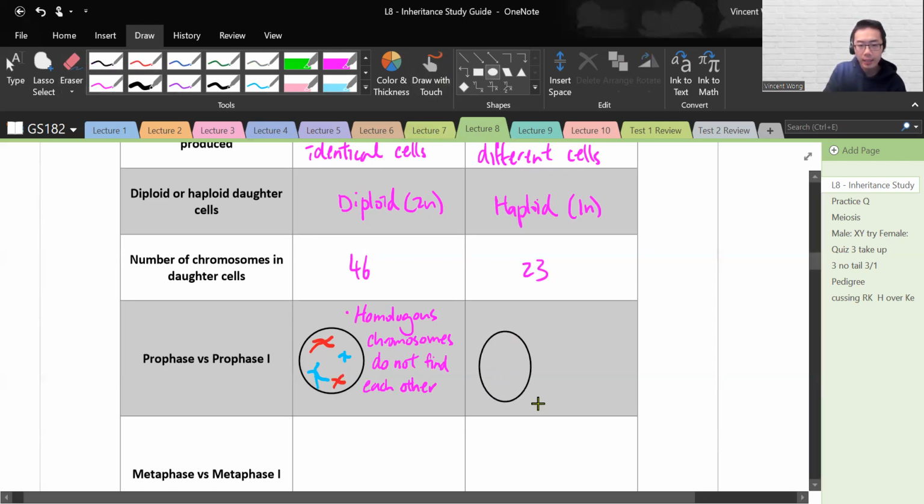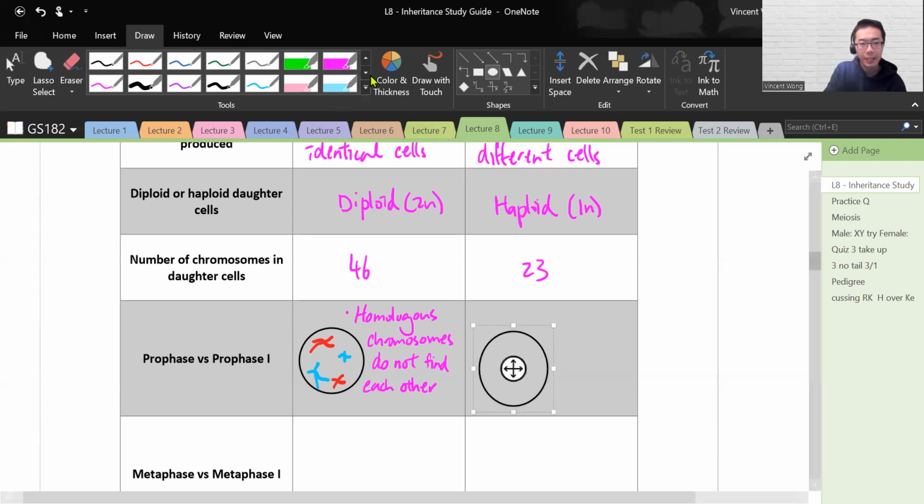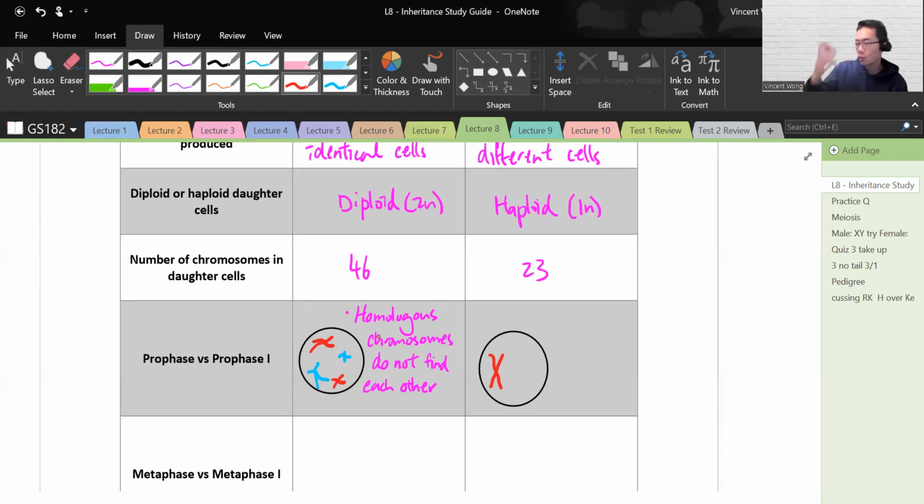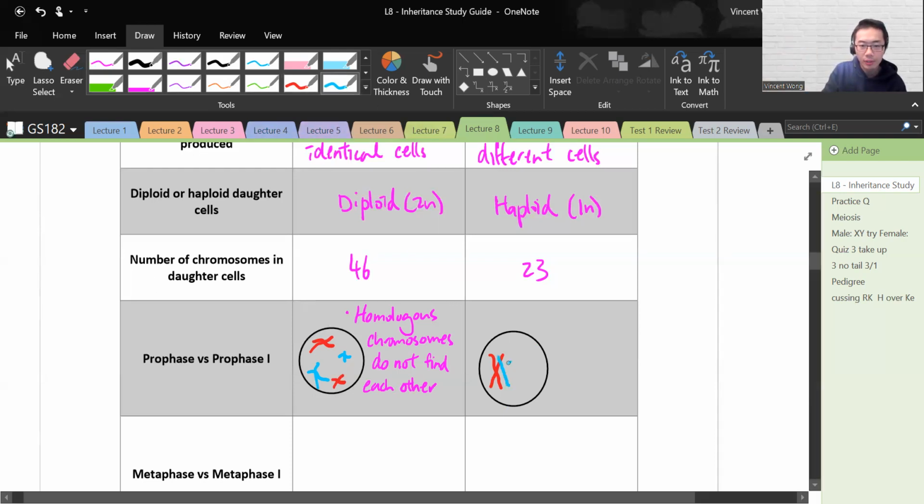On the other hand, in meiosis, the homologous chromosome means like chromosome 1 and chromosome 1, right? Chromosome 3 and chromosome 3. Chromosome 7 and chromosome 7. They will find each other and form these tetrads.